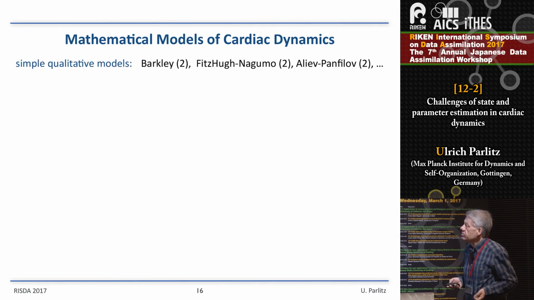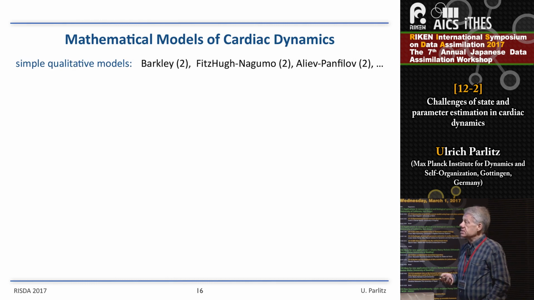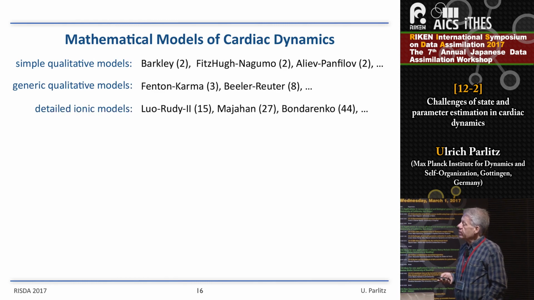Now a few words about the models we have at hand. So you can use very simple qualitative models like the Barkley model I've shown you before, or the FitzHugh-Nagumo model. They have two variables. Then you can switch gears and use more advanced models, which are still quite qualitative, with 3 or 8 variables.